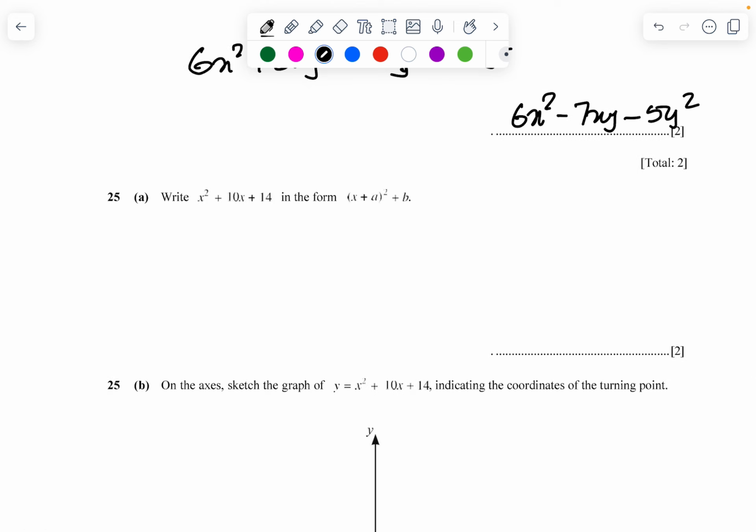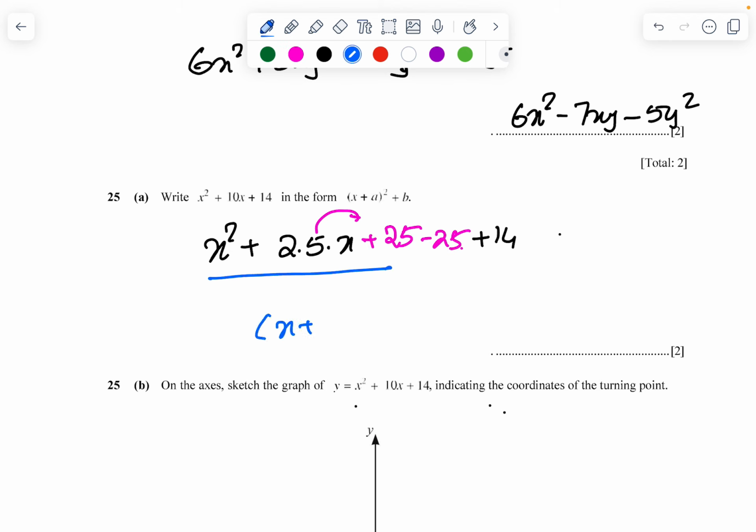Write down x squared plus 10x plus 14 in completing the square form. x squared plus 10x can be written as 2 times 5 times x, plus 14. So what am I going to do? Add 5 squared, which is 25, and subtract 25, so that these three terms become (x plus 5) whole squared. And minus 25 plus 14 is minus 11. So it's going to be (x plus 5) whole squared minus 11.